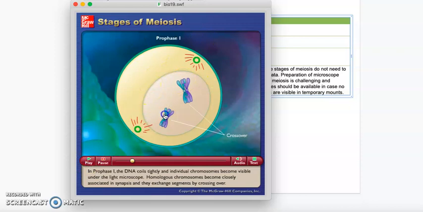You can see crossing over is occurring in the animation because we've got the purple piece of one sister chromatid being exchanged with the blue piece of the other sister chromatid. These are non-sister chromatids, these two, because they're from the homologous chromosomes, right? First, we have the matching up of the homologous chromosomes. Then we have crossing over occurring. And they exchange segments by crossing over.